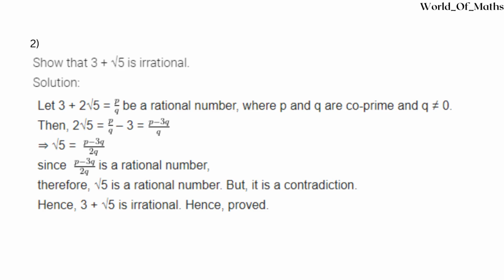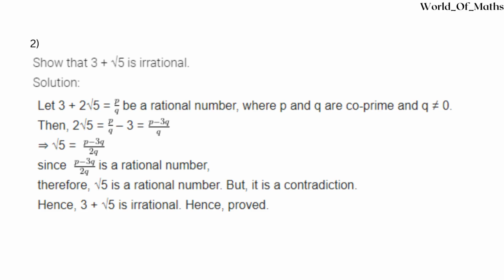Let's move to the second question. Show that 3 plus 2 square root of 5 is irrational. We assume 3 plus 2 square root of 5 is equal to p by q, a rational number, where p and q are coprime and q is not equal to 0. Then we can write 2 square root of 5 is equal to p by q minus 3, which is p minus 3q divided by q.